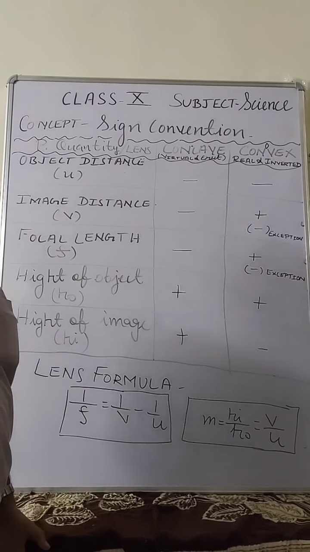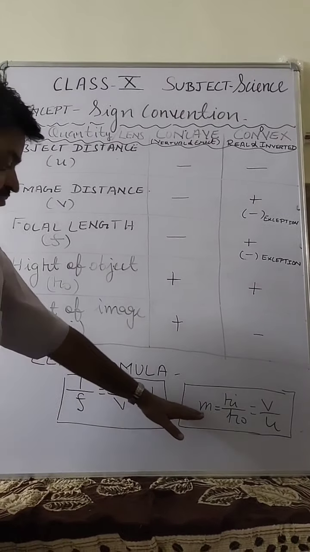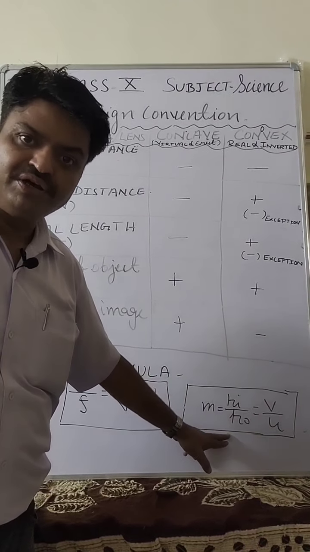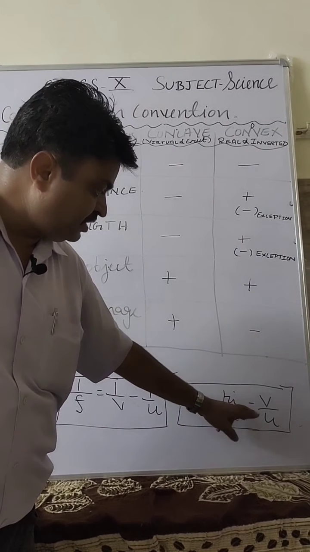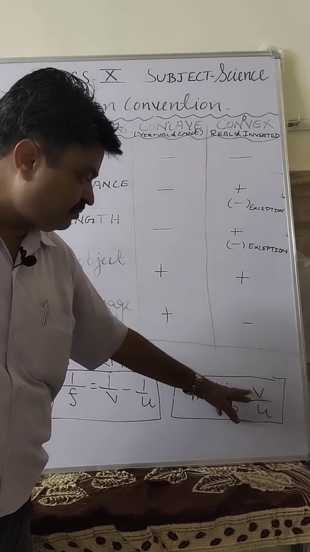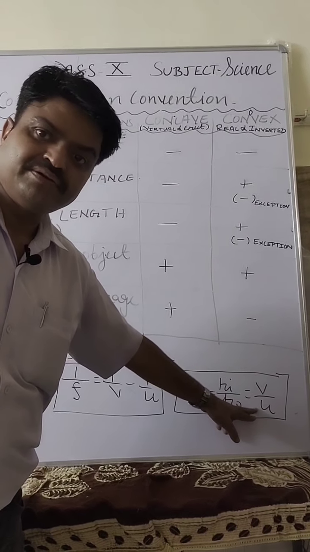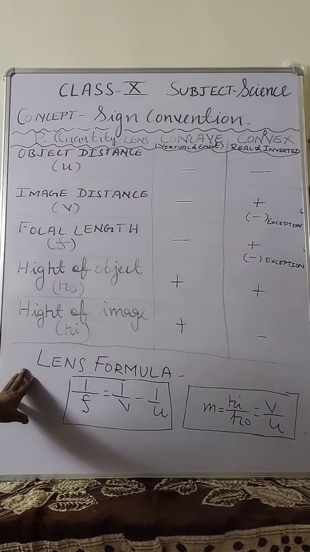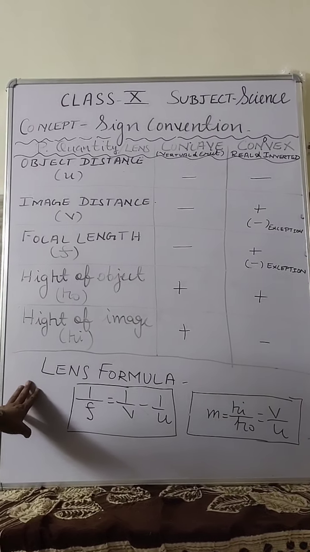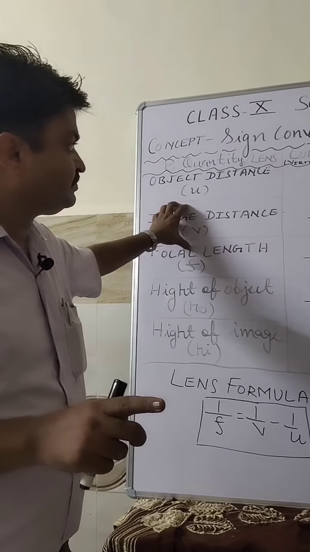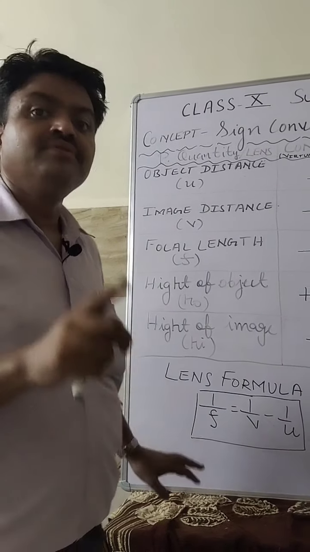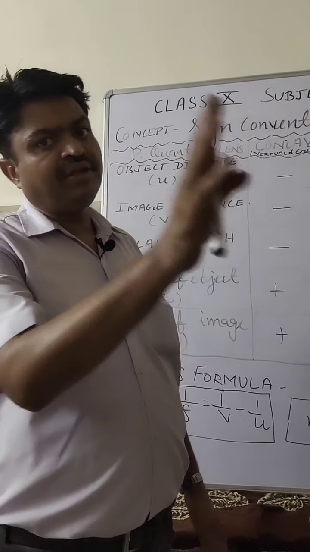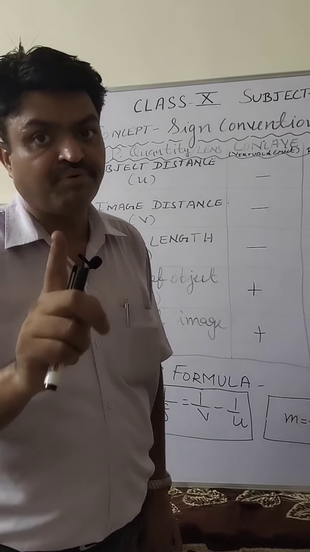Now we come to the magnification formula. Magnification is equal to the height of the image upon the height of the object, or it is also equal to the image distance upon the object distance. So these are the lens formulas. You will learn them, because with the help of sign convention and the lens formulas, you will solve all the numericals. Now we come to the next most important concept, student.